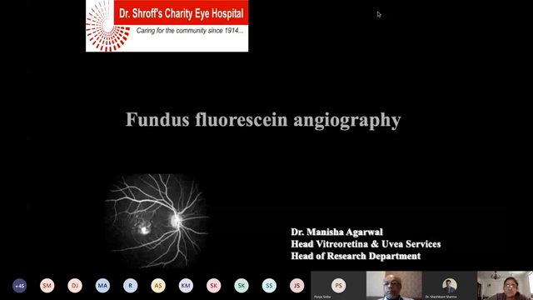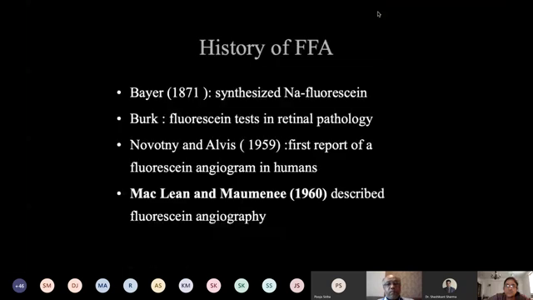Retina. So let's just briefly understand the history of FFA. It was way back in 1871 when Bayer synthesized sodium fluorescein, and in 1959 Alvis made the first report of a fluorescein angiogram in human beings. And then we had MacLean and Momini in 1960, who described fluorescein angiography.